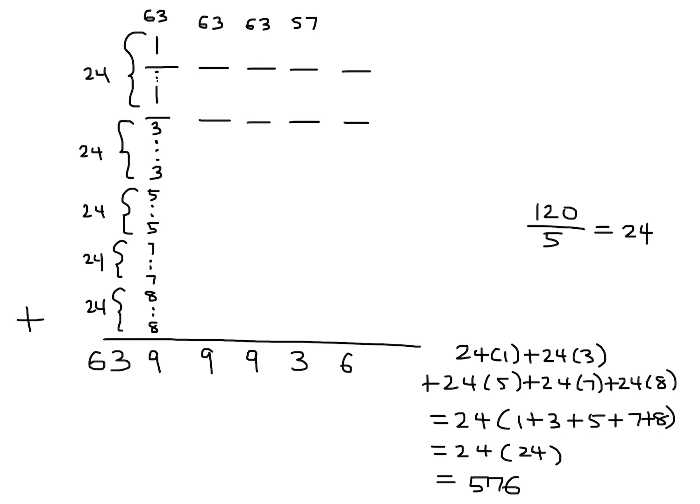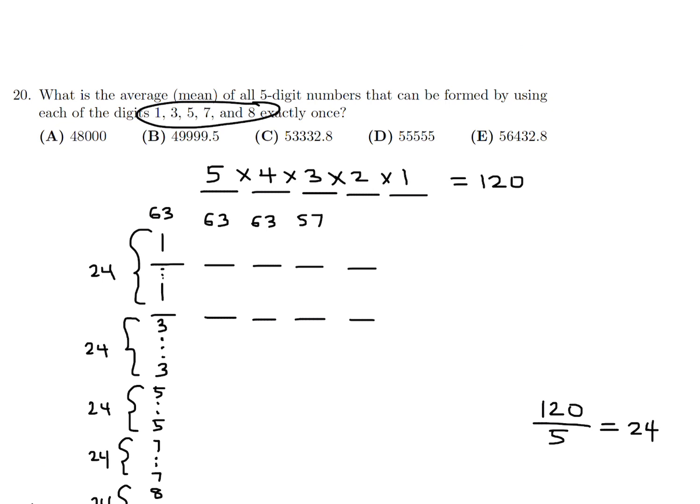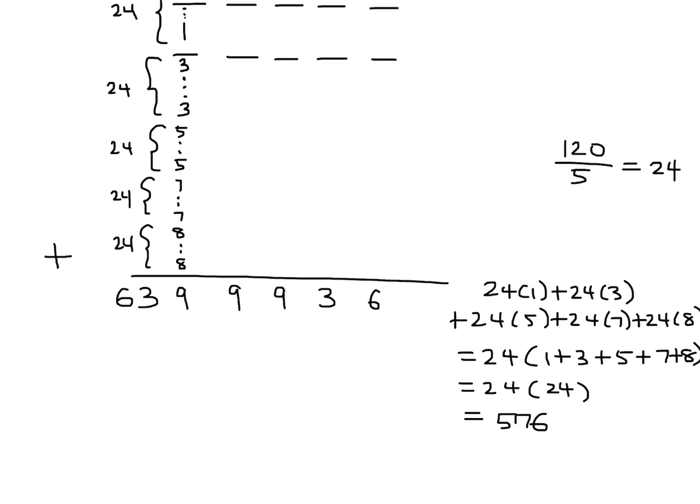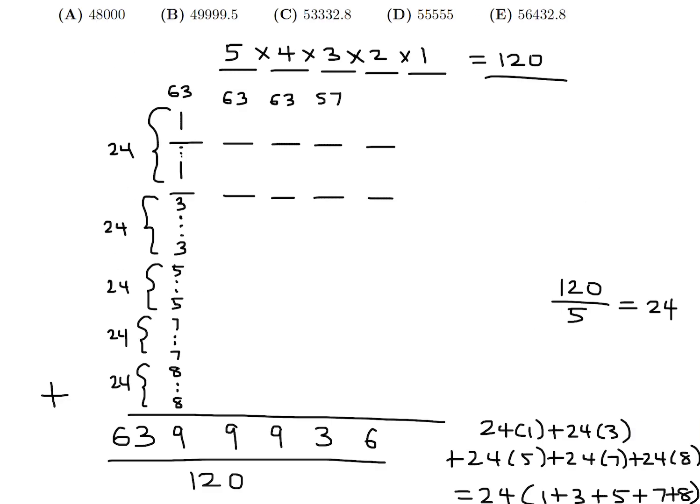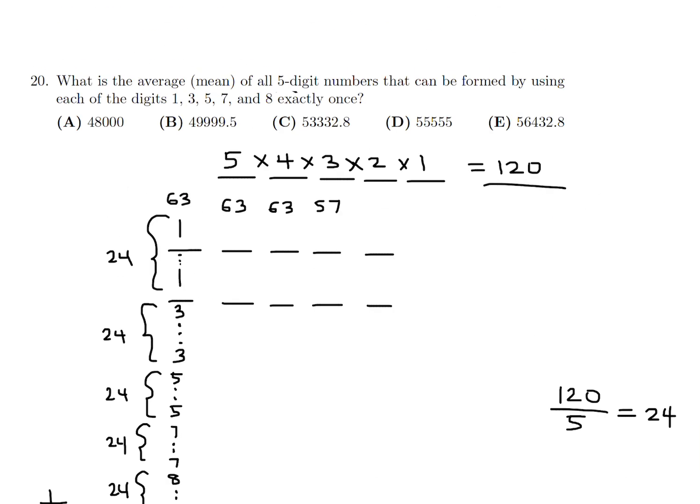Now we didn't want the sum. We want the average, correct? They want the average, the mean. Now how do you figure that out? Well, how many numbers were there? There were 120. So I've got to divide this number by 120. So this number divided by 120 is equal to 5332.8. And let's see which one. That would be choice C. So number 20 is C.